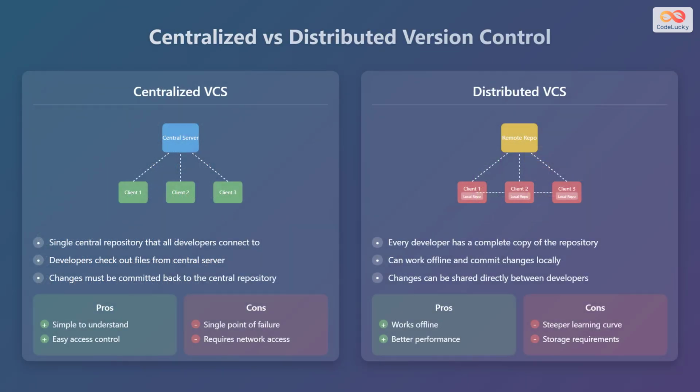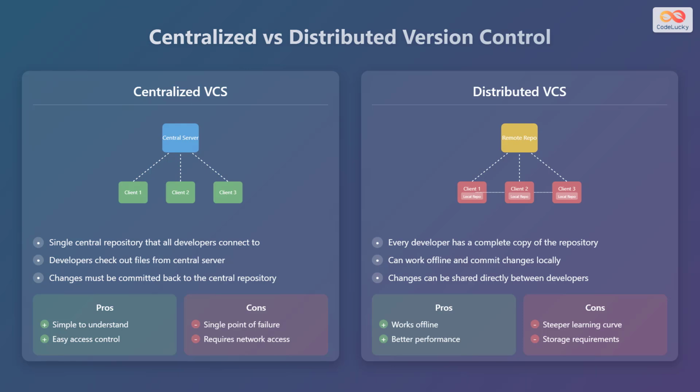Let's explore the two main types of version control systems: centralized and distributed. In a centralized version control system, there is a single central repository that all developers connect to. Developers check out files from this central server, make changes, and then commit those changes back to the central repository. Some of the advantages of using a centralized version control system are that it is simple to understand and offers easy access control. However, it also has its downsides. A major drawback is that it presents a single point of failure and requires network access to work.